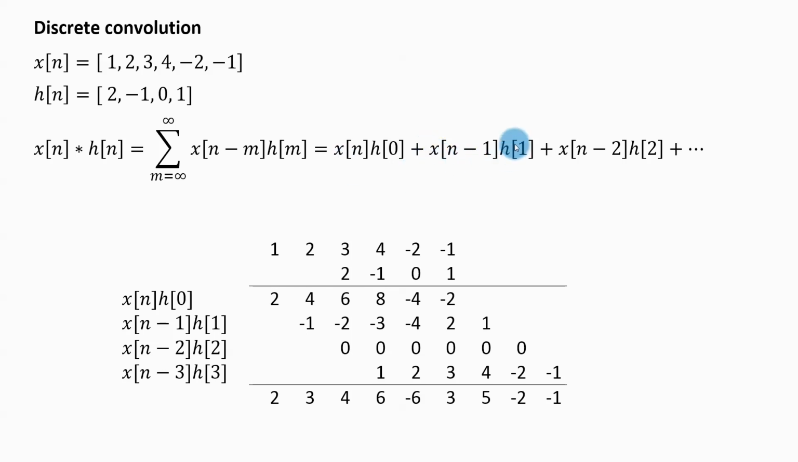Now the second element. I will take my signal, I have to delay it by one sample because of this, and then I'll multiply it by H1, by the second element of this second sequence. So I have that here. This is my signal delayed by one sample multiplied by H1.